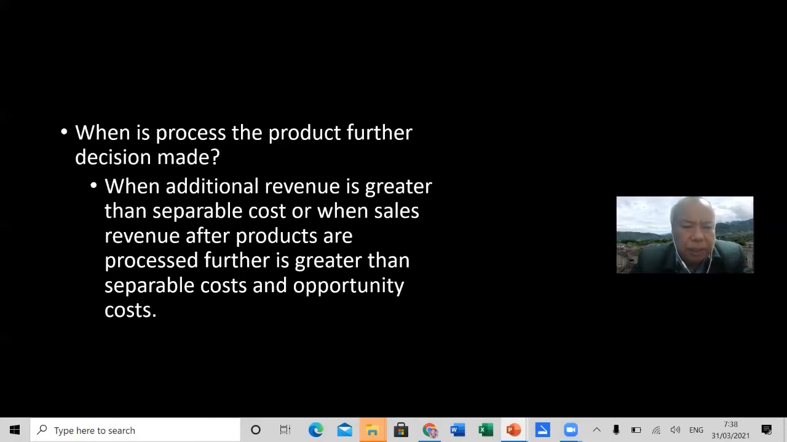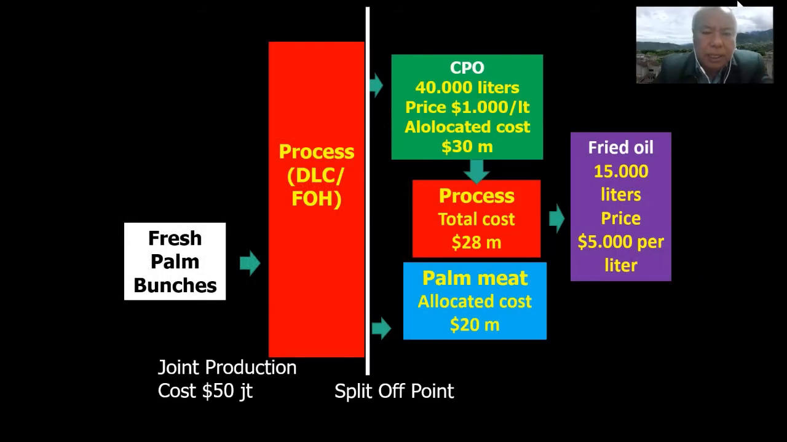So when is the process further decision made? Actually, when the additional revenue is greater than the separable costs, or when the sales revenue after the products are processed further is greater than the separable costs and the opportunity cost. So this is the example.